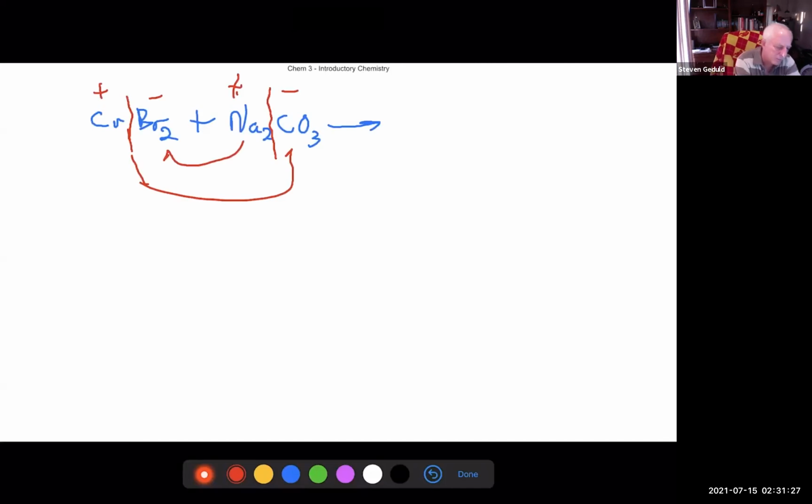So we're going to have chromium combine with carbonate, and we're going to have sodium combining with bromine. So far, so good. Now we got to balance it. Because Cr has a plus 2, carbonate has a minus 2. Na is plus 1, Br is minus 1. And we have 2 bromines, so we got to put a 2 in front of the NaBr. Two sodiums, two bromines, one carbonate, one chromium. That's balanced. So there's your balanced chemical equation. I think that was the first part.